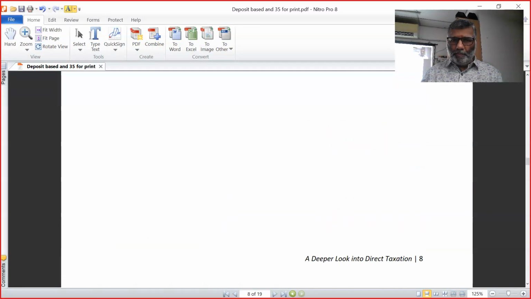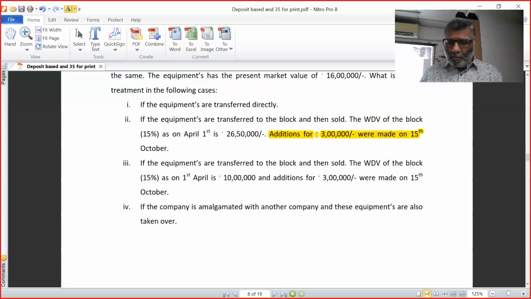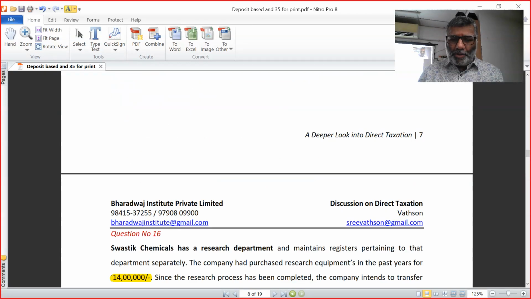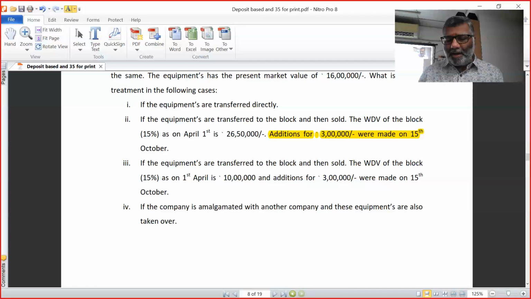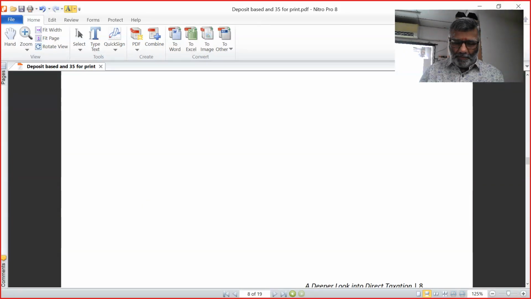Sir, do we not have to compute the tax? For all these scenarios, sir, they've asked the tax treatment. Tax treatment done. Tax depends upon the total income of the company. This is just one event. So no, tax treatment means only the theoretical answer of how you will treat it. Okay, sir.